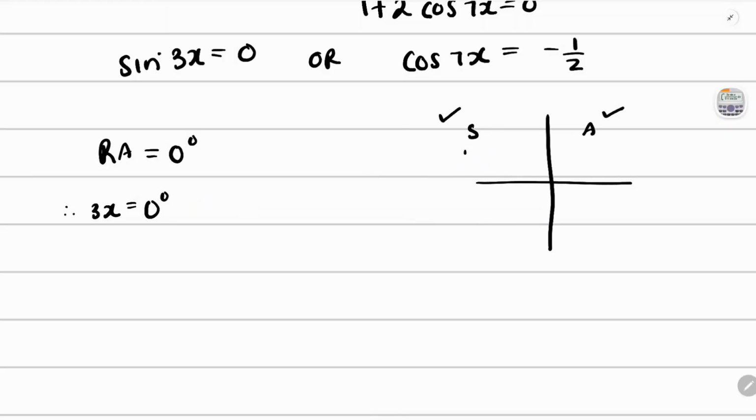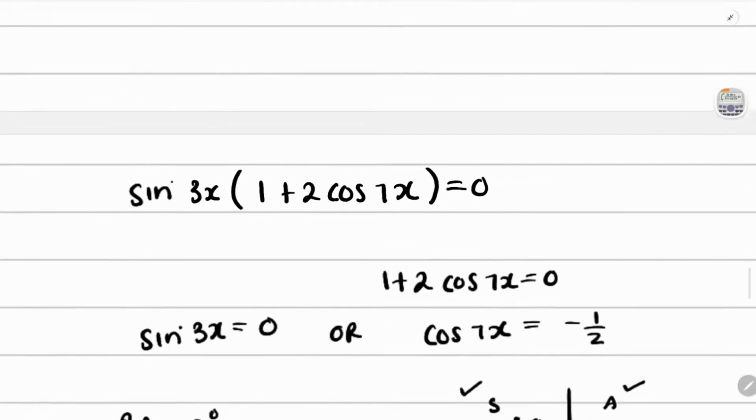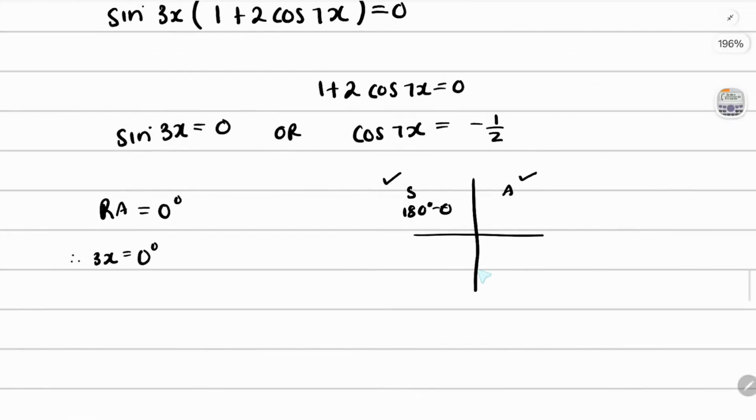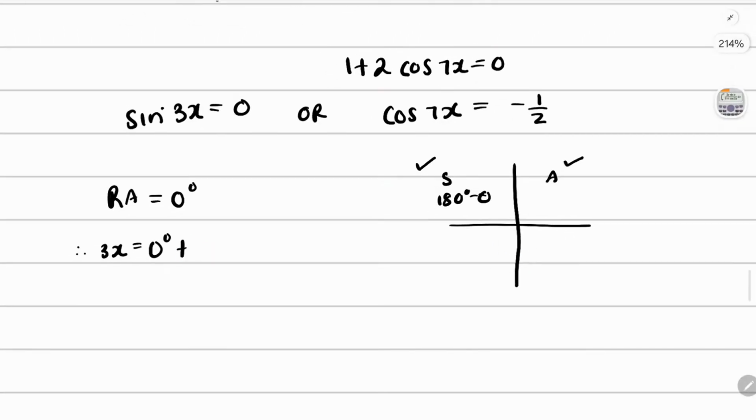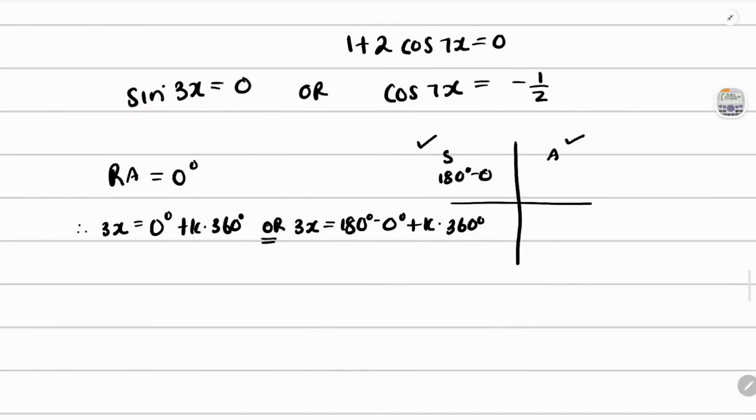I don't even see a reason for considering this one because it's going to be too big. 180 minus theta is 180 minus 0. They already told us that these angles are only going to range from 0 to 30 degrees. So I see no use of taking that. I'm going to ignore it. I'll write it down, but I'll ignore it afterwards. So 3x equals 0 degrees, of course, plus k of 180 degrees, not general solution, but we're just putting that down for now. Or 3x is equal to 180 degrees minus 0 degrees, and then plus k of 360 degrees. Why did I say 180? 360. The sine graph repeats itself every 360 degrees.